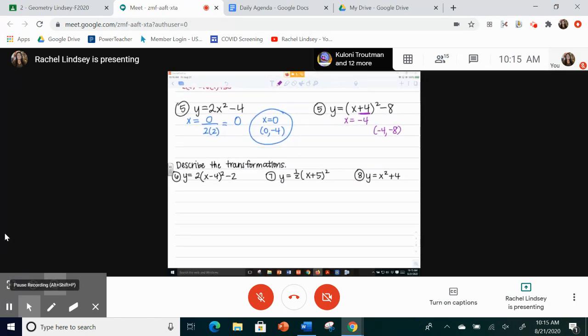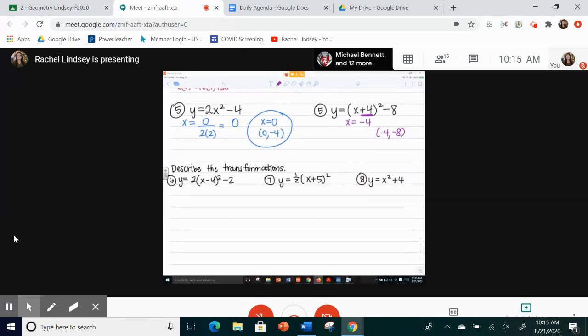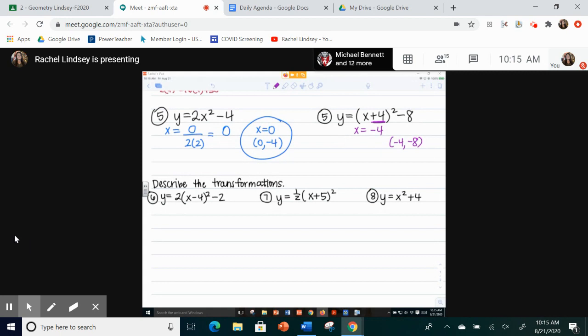On those three, we want to describe those transformations that are given. So on number 6, what does that 2 out in front do? Stretch. What's the -4 do? Right? 4. That one is opposite of what you would think it would be. Now, the one outside is the same as what you would think it would be. The negative makes it go down, okay? Don't switch it up there. Negatives go down, positives go up. So I'm going down 2.